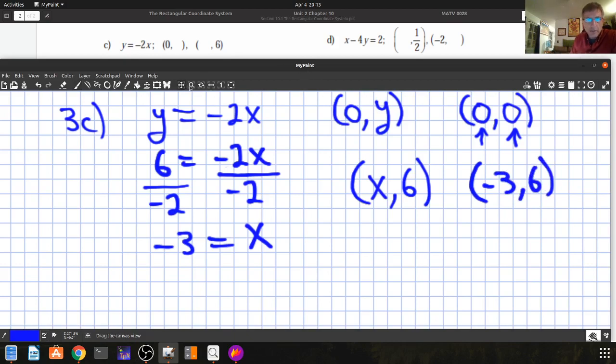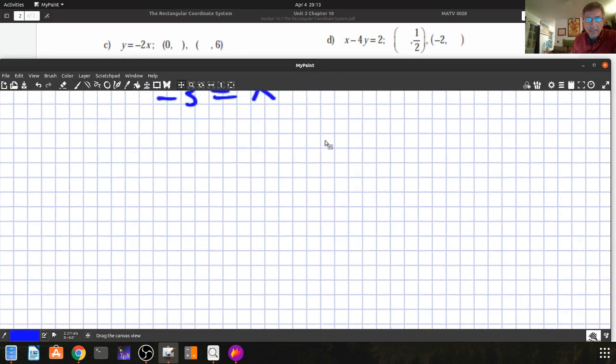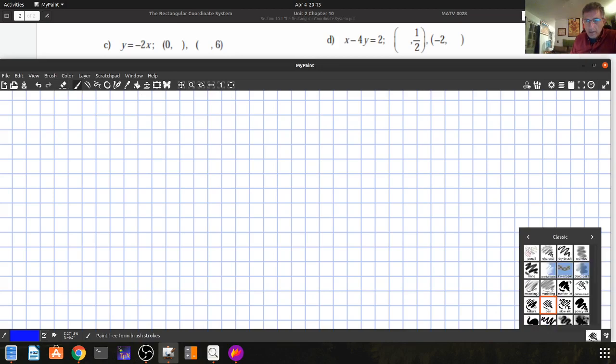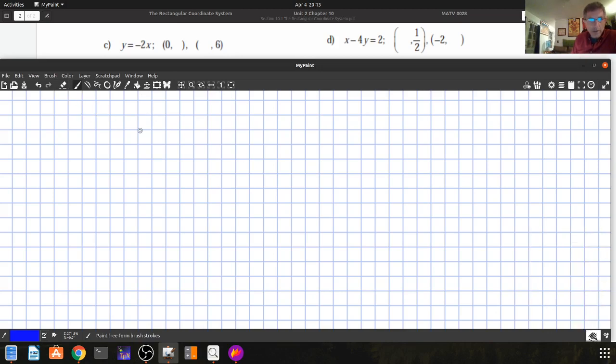So let's get some more room and do 3d. And definitely you should pause after I write this down. You should pause and see if you can do it on your own. So this is 3d. And we're given the equation x minus 4y is equal to 2.